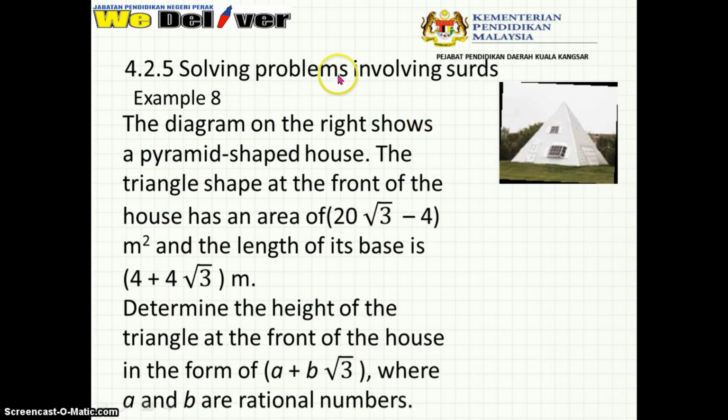Okay, and then we see problems involving surds. Example 8. The diagram on the right shows a pyramid-shaped house. The triangle shape at the front of the house has an area of 20 surd 3 minus 4 meters square, and the length of its base is 4 plus 4 surd 3 meter. Determine the height of the triangle at the front of the house in the form of a plus b surd 3, where a and b are rational numbers.